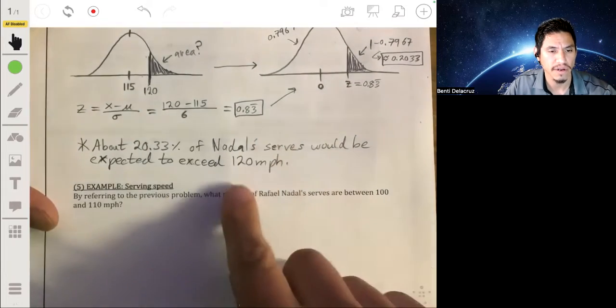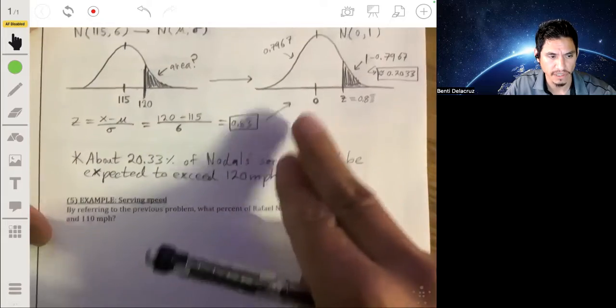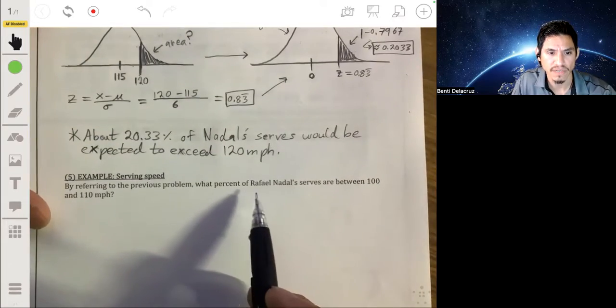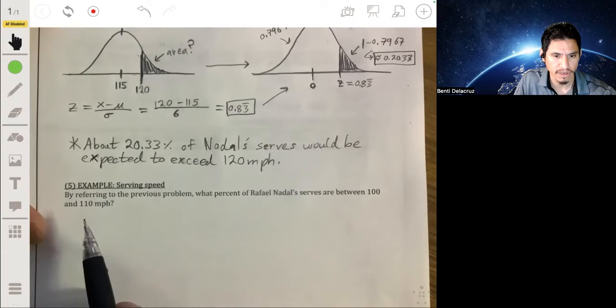Now let's look at this next one, which is building off of this problem. So based on this previous problem that we just did, what percent of his serves would be between 100 and 110 miles per hour?